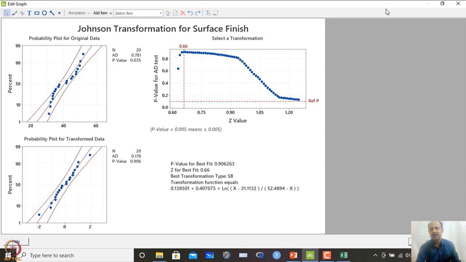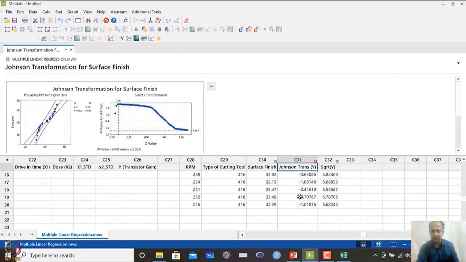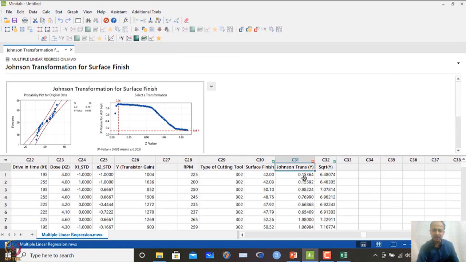That means it has done a rightful transformation. Now, we have to only confirm, and this is saved over here. Johnson's transformation is saved over here in the C31 column. Now, what we will do is that with this column we will regress with RPM and type of tool over here.